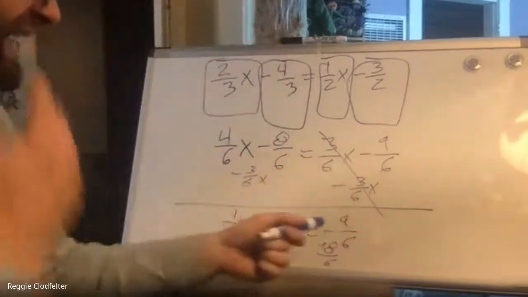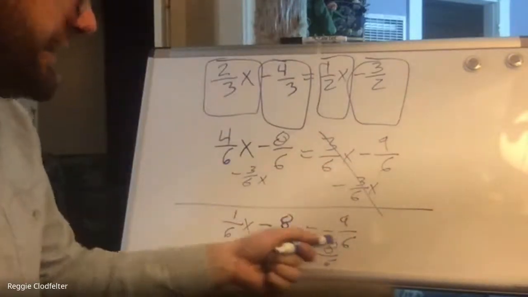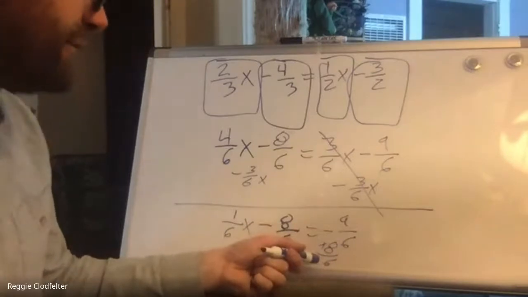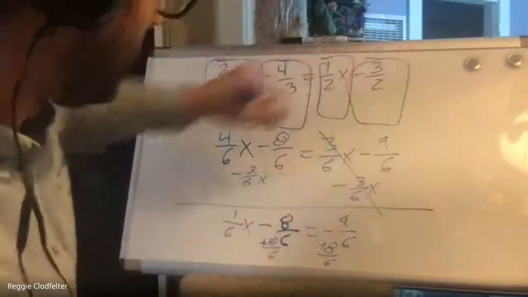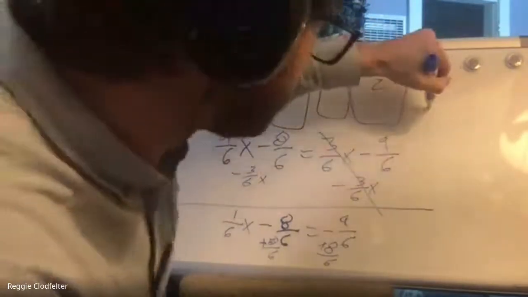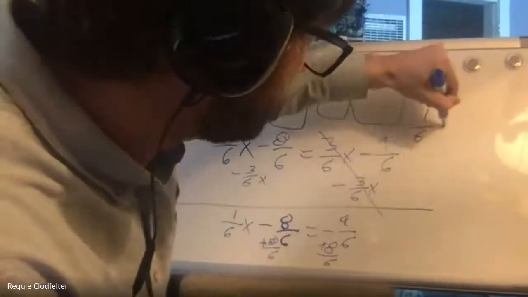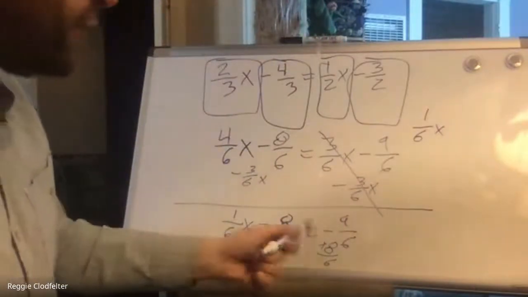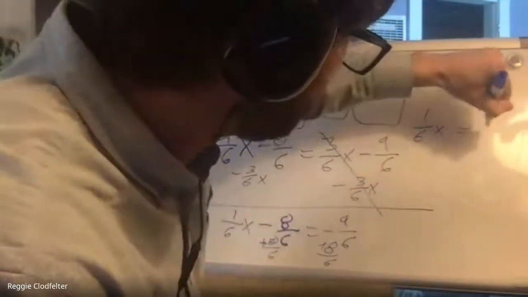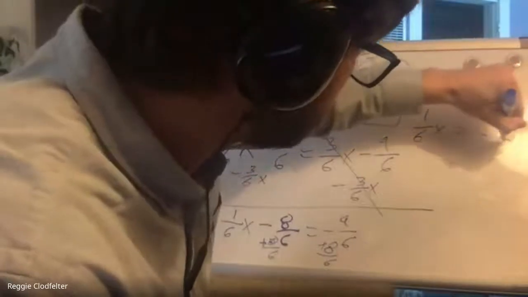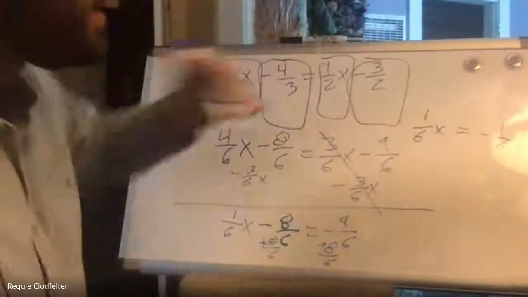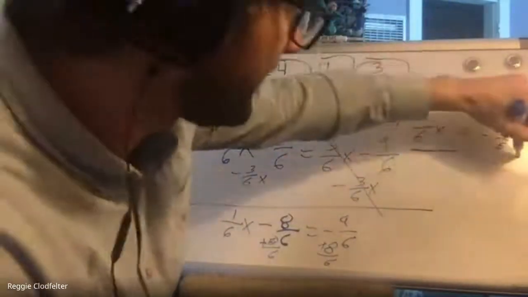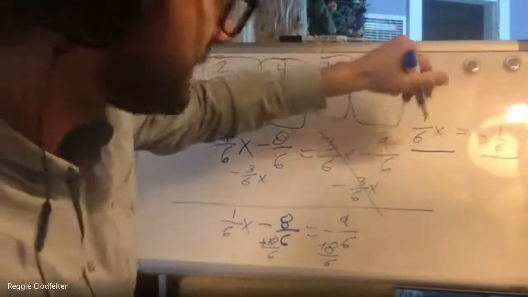So, negative 9/6 plus 8/6 equals what? Negative 1/6. Thank you. So now I have 1/6 x, which is all that's left on my left side, equals negative 1/6. So now I'm going to divide both sides by the thing that is multiplying x, 1/6.